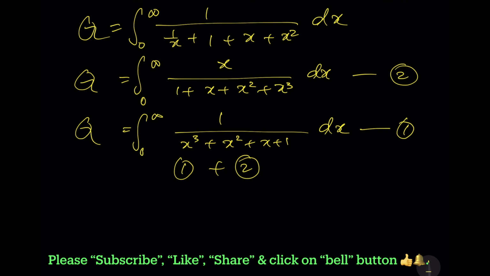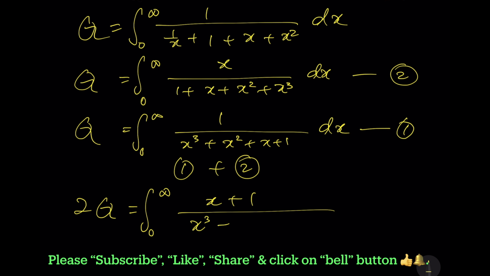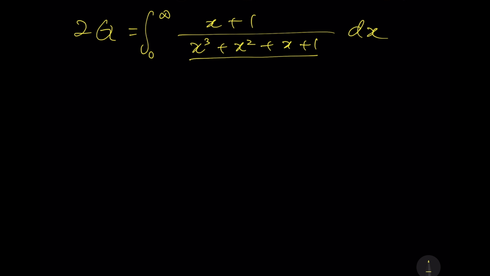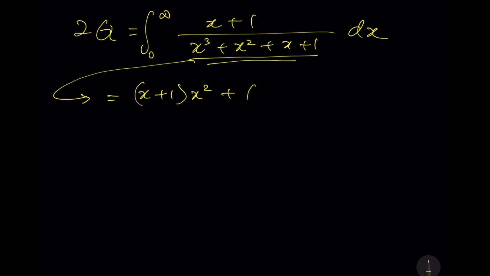equation 2. That obtains 2q equals the integral from 0 to infinity of (x plus 1) divided by (x power 3 plus x power 2 plus x plus 1) dx. Now we focus on the denominator. It can be rewritten as (x plus 1) multiplied by (x power 2 plus x plus 1) and then multiplied by 1, which further factors into (x plus 1) multiplied by (x power 2 plus 1).